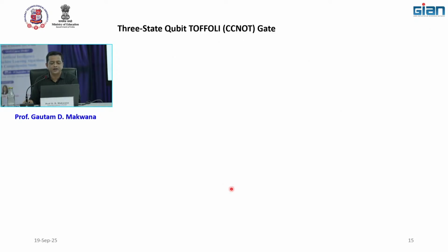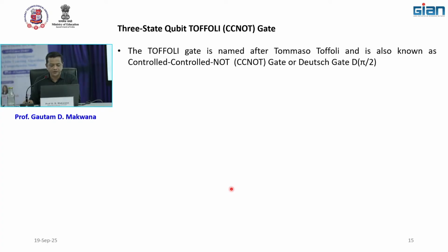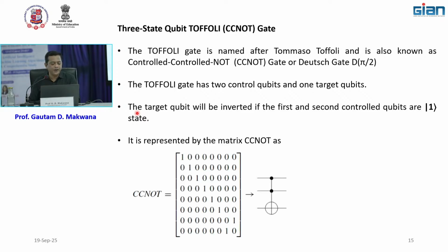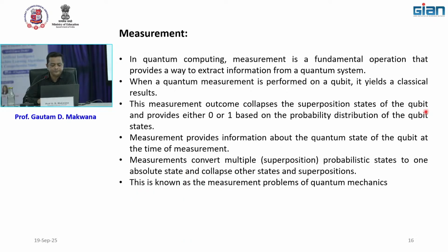In the same way, a 3-qubit gate is known as a Toffoli gate, which is the CC NOT gate, control-control NOT gate. The Toffoli gate is named after Tommaso Toffoli, and it is also known as the control-control NOT gate. The Toffoli gate has 2 control bits and 1 target bit, and based on this, the target qubit will be inverted if the first and the second control bits are 1. So this is a representation of the Toffoli gate with the 3-qubit state.